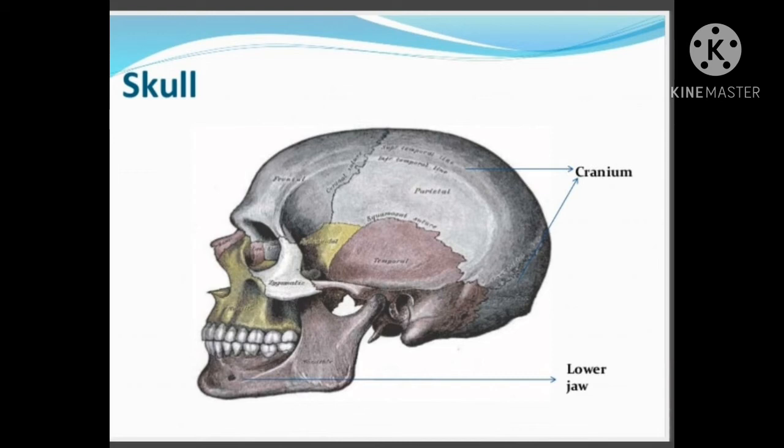The only movable bone is the lower jaw, and this is also called mandible. And this lower jaw or mandible is used for talking, eating, yawning, etc.